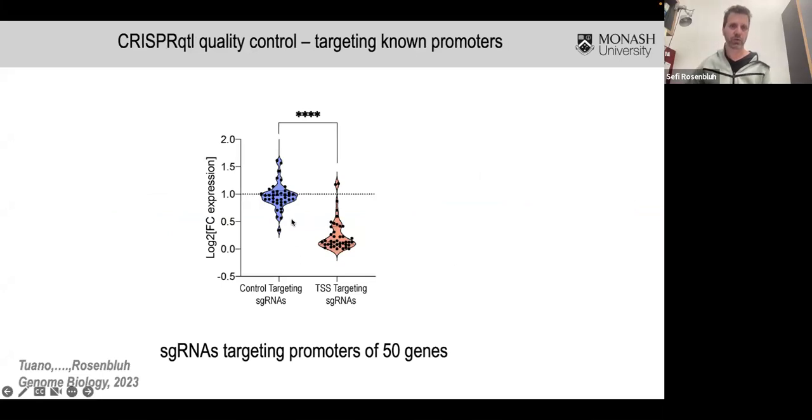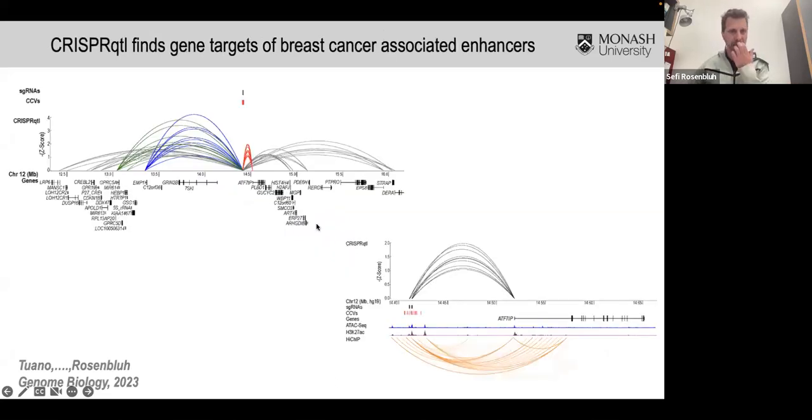Just to show you that this works, when we use this method, we can see control genes go down. But more interestingly, here's an enhancer that we have targeted. Each line here represents a different guide RNA. And what you can see is that this enhancer is suppressing the expression of one or two or three genes. This was the major gene that we found it's suppressing. The height of this arc is the degree of suppression.